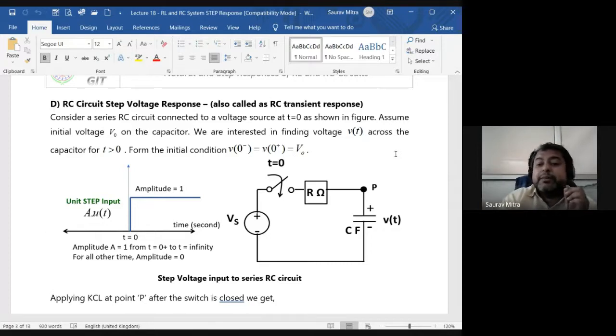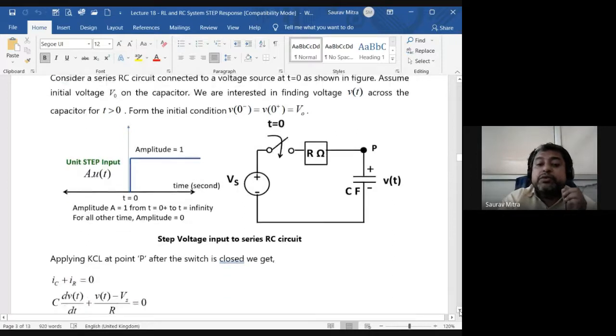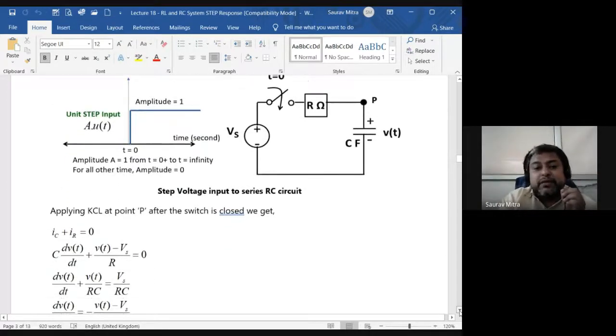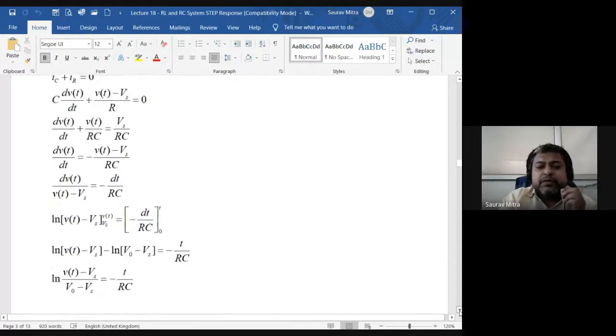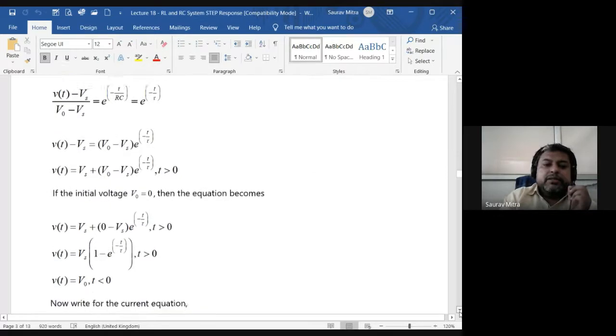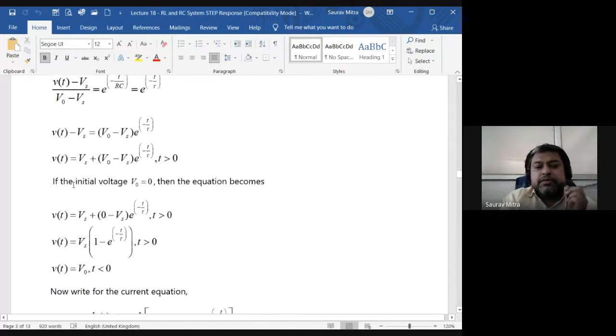That means how the capacitor voltage is going to build up and how it is going to reach the final amplitude of 1, that we are going to find out. So the proof is given. You are not supposed to see the proof, you can only see the final result. So what will be the equation of Vt?